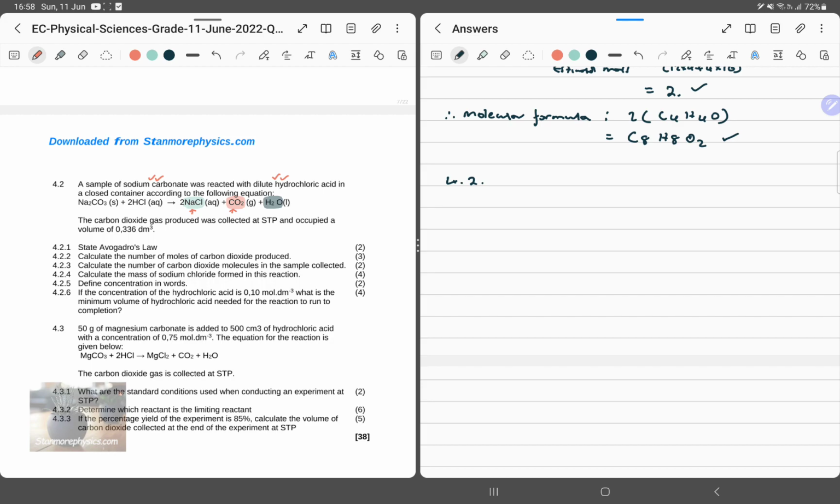Now, we've identified what's going on. So this is an acid-base reaction basically. Now it says the carbon dioxide gas produced was collected at STP. Now we are told this is at standard temperature and pressure, and occupied a volume of 0.336 decimeter cubed. You know for a fact that this is going to come into play.